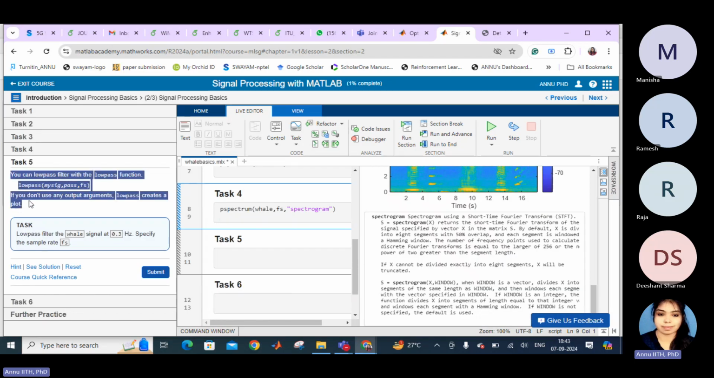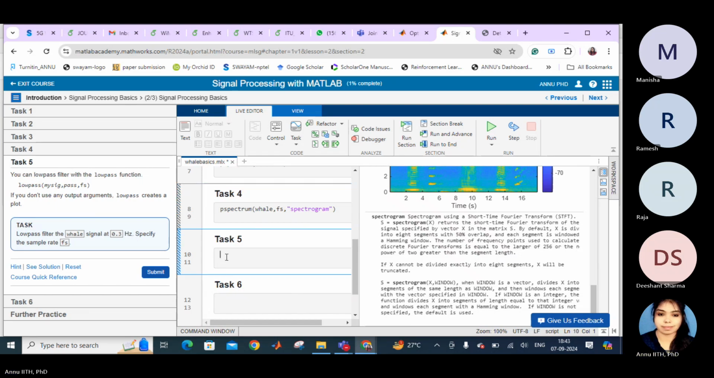You can use a low pass filter with the lowpass function. If you don't use any output argument, lowpass creates a plot. So let's have lowpass. By default, it is creating a plot if you don't use any output argument. It's a predefined function; using what syntax? Output equals function name, then input parameters, that we saw in the first class.